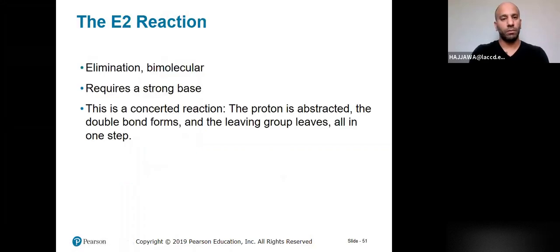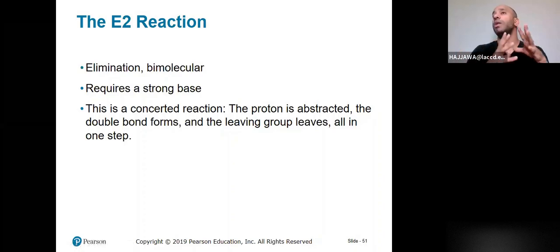Now, opposite to E1 will be the E2. And that's where a lot of chemical reactions will go through in terms of mechanism, if it's an elimination reaction. The E2 reaction is bimolecular, so it's going to depend on both the base and the alkyl halide concentration. And this reaction will always require a strong base.